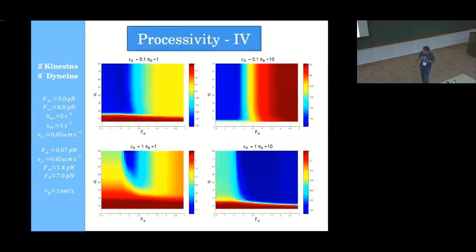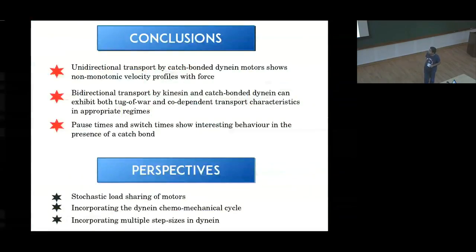I'm not getting into that, so my time is up. What I'll just end with is this part, which I have not talked about, it was talked about last year, that unidirectional transport by catch bond shows non-monotonic velocity profiles.